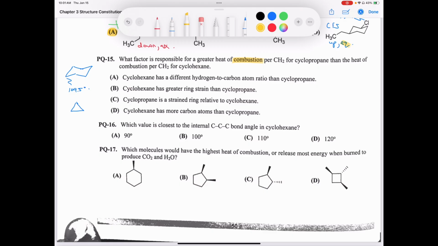No, that's not the reason. Cyclohexane has greater ring strain. No, it has less ring strain, so that's not true. But cyclopropane is strained relative to cyclohexane. That's definitely true. In fact, I have a model kit in my office where you can't even make a model of cyclopropane with it. You might think it's kind of silly, but there's good reasons why you can't do that.